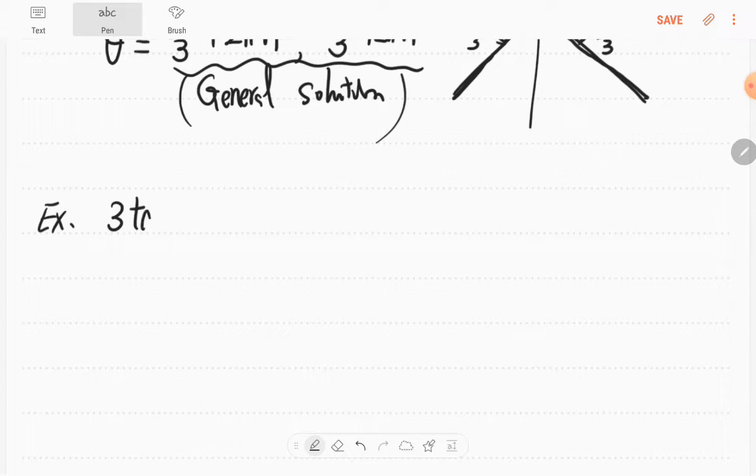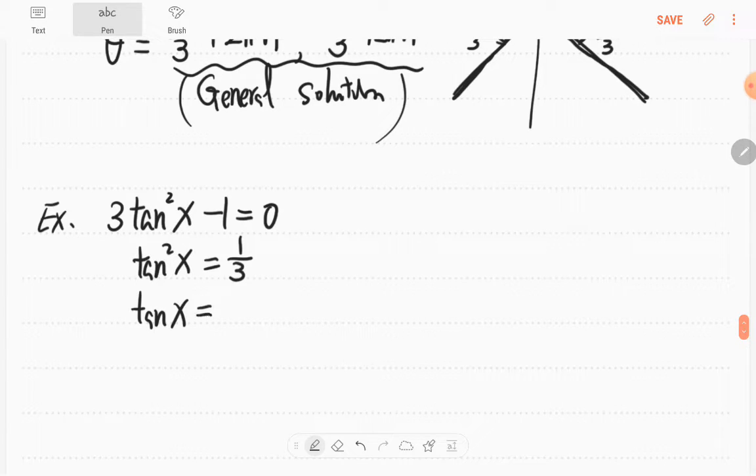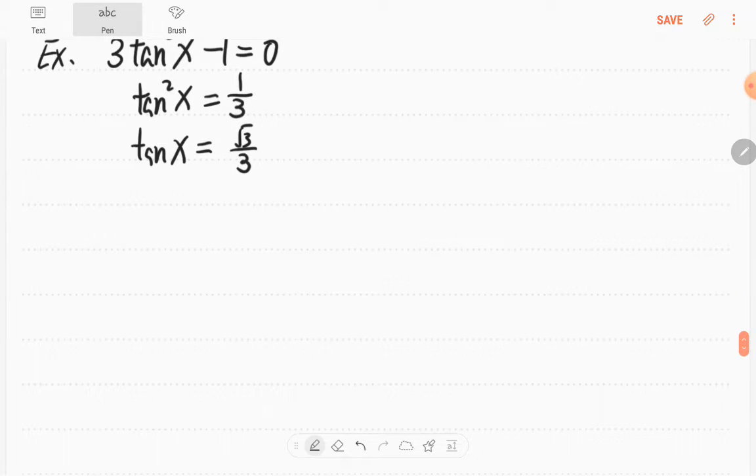Three tangent squared minus 1 equals 0. Okay, so we solve it. Tangent squared equals 1/3. So tangent x equals square root 3 over 3, right? Square root 3 over 3, so we know the reference angle equals what? The reference angle, we can write this on your scratch paper, would be pi over 6. So plus minus, the reference angle should be pi over 6.